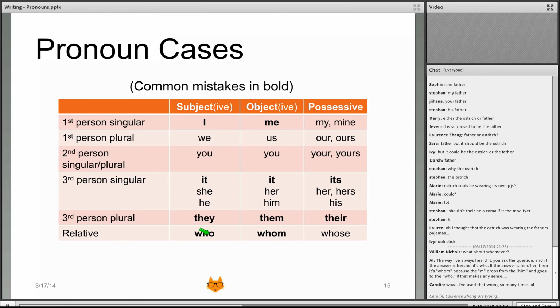You invited, would it make more sense to say you invited he or you invited him? It sounds better to say you invited him. So that's how I figure out, okay, that's an object case. So since him fits in there and I know that's an object case, the appropriate relative pronoun is whom with the M.